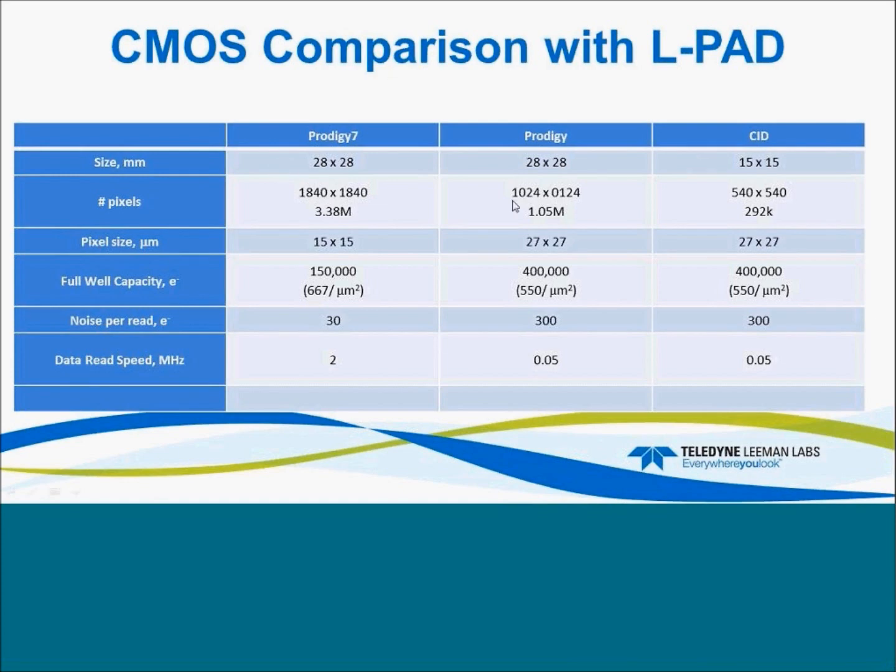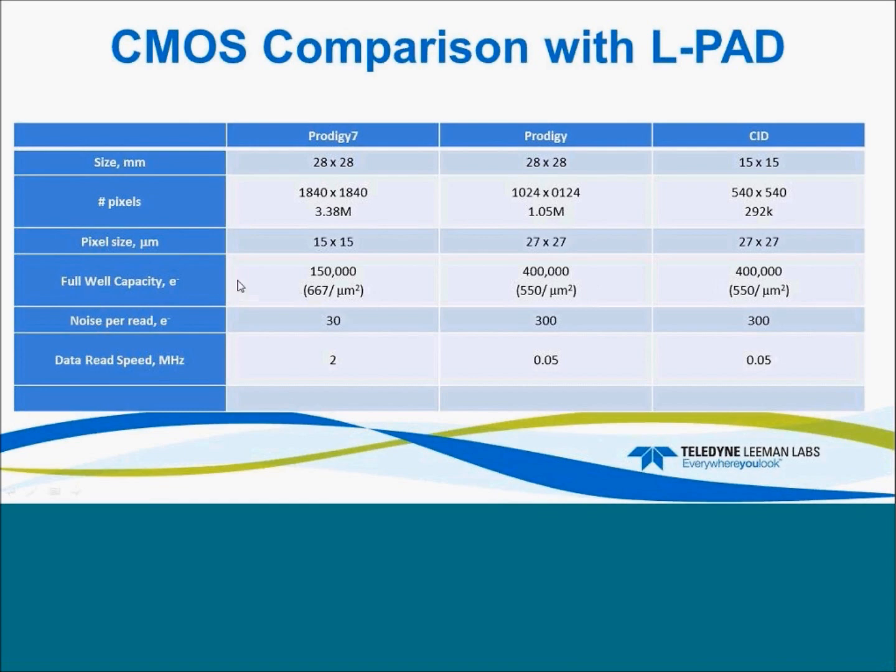So 28 by 28, same size as the Prodigy, almost 3.5 times as many pixels. You can see the pixel size. These two devices are identical. The only difference is the size. All the parameters are the same.